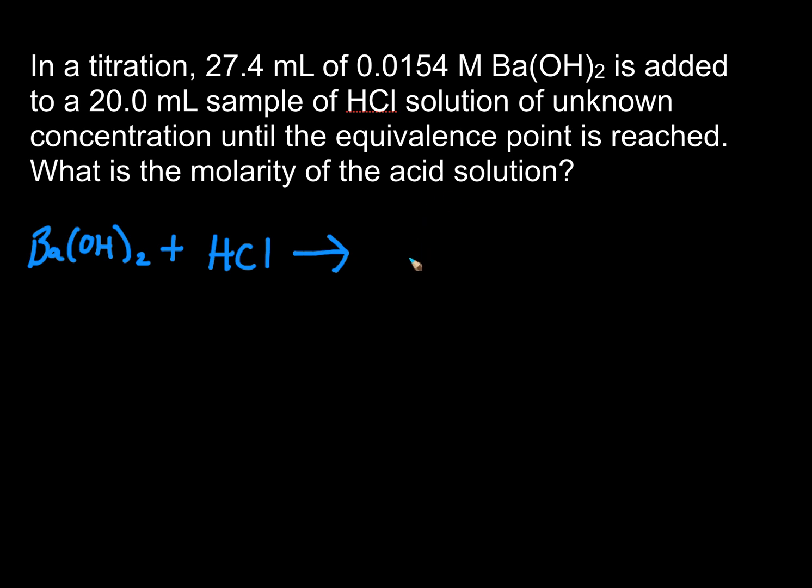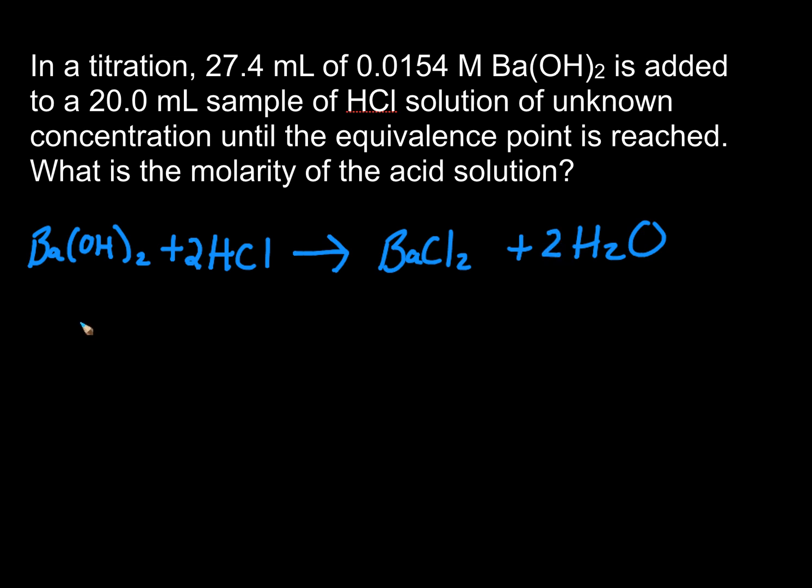Okay, so now what we need to do is create our neutralization reaction. We know we're going to have a salt, so in this case it's going to be BaCl2 plus water. Now, we need to balance this. So let's try to put a 2 in front of HCl and a 2 in front of H2O. Let's see what we have here.